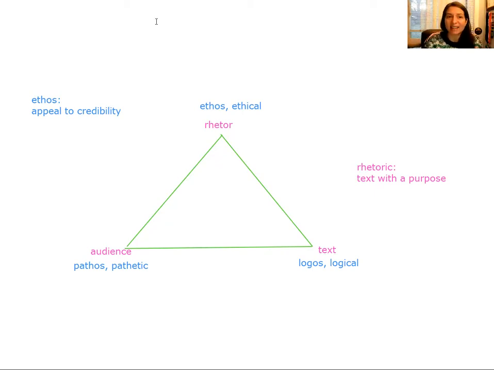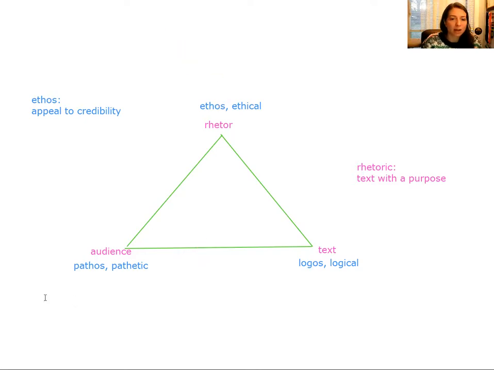And see, this is why the rhetorical triangle is not just 3 points. There's these lines that are connecting the points because these three components are connected. So what makes the rhetor appear credible depends to some extent on what the audience in that particular rhetorical situation is going to find credible.